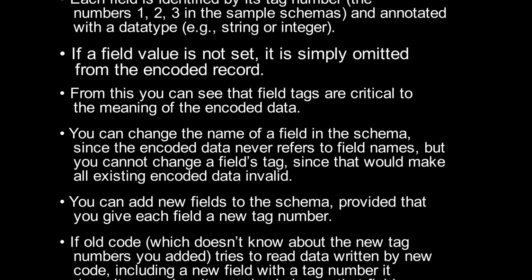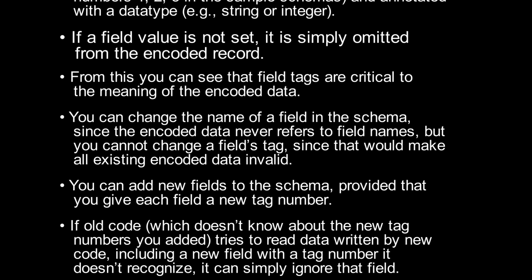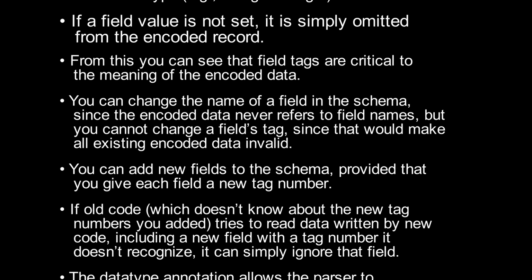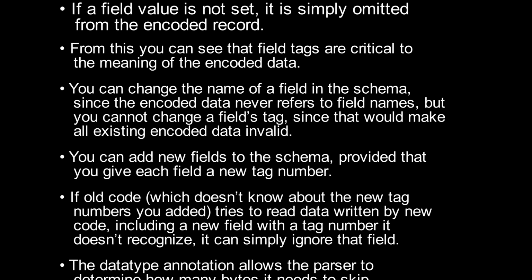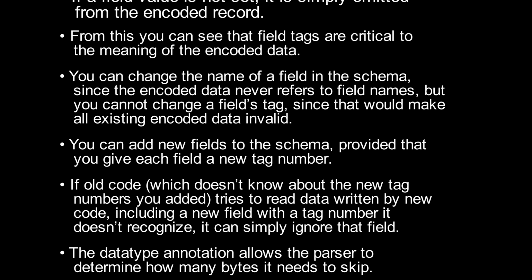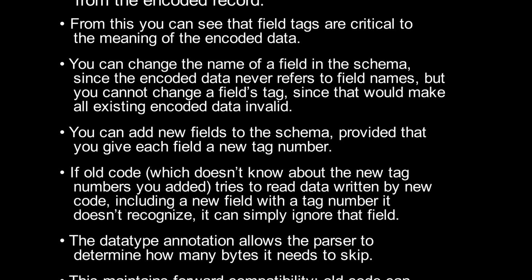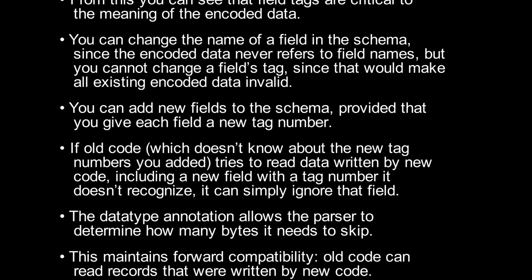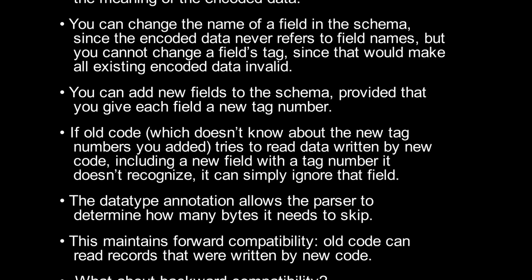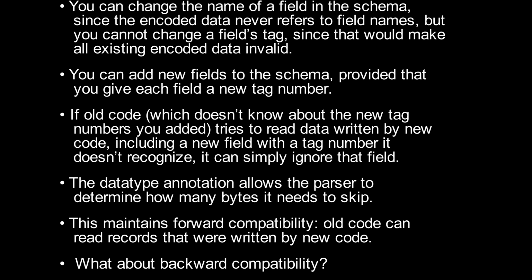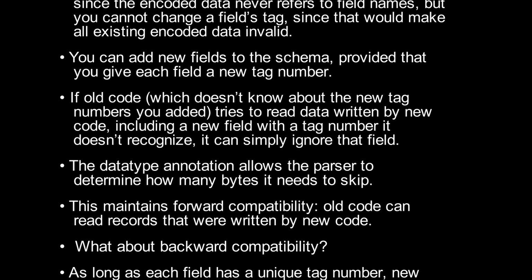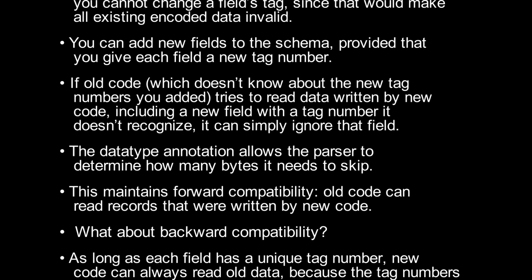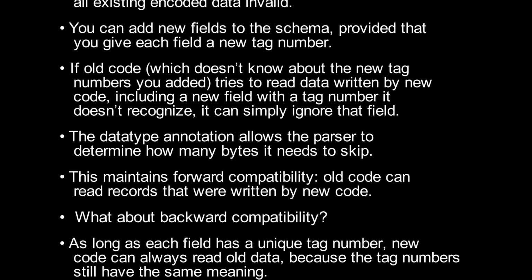You can add new fields to the schema, provided that you give each field a new tag number. If old code, which doesn't know about the new tag numbers you added, tries to read data written by new code, including a new field with a tag number it doesn't recognize, it can simply ignore that field. The data type annotation allows the parser to determine how many bytes it needs to skip. This maintains forward compatibility. Old code can read records that were written by new code.